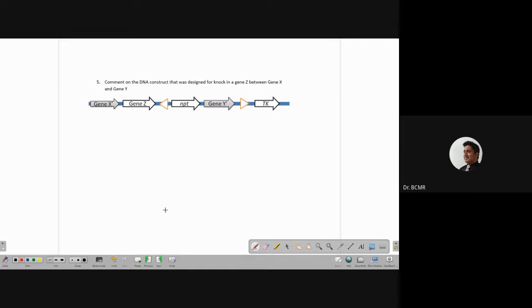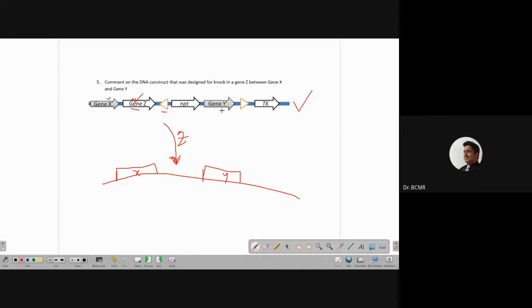So the genome has something like this. It has gene X and it has gene Y. The objective is to put in gene Z, and nowhere else. So how would you do it? One of the researchers has designed a DNA construct like this, and we need to figure out if it is correct and what the significance is of why these things are put here. We put gene Z here because we want to integrate it here.